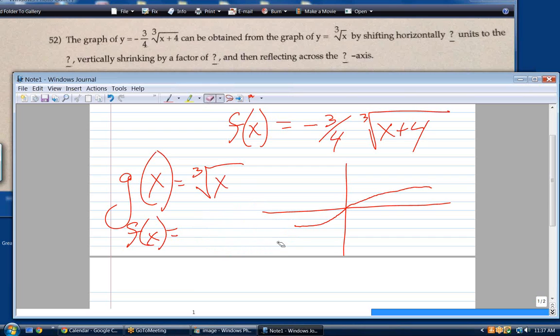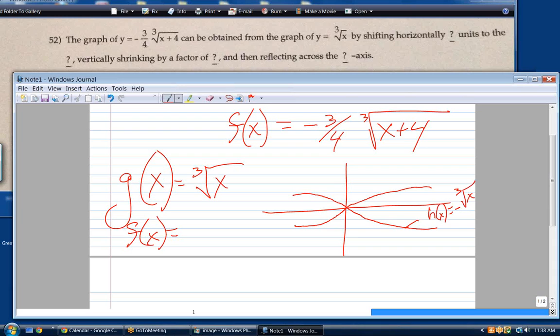So first thing we'll do is reflect. Well, when it's outside the function, you're reflecting across the x-axis. So this line would be h of x equals negative cube root of x. Okay?